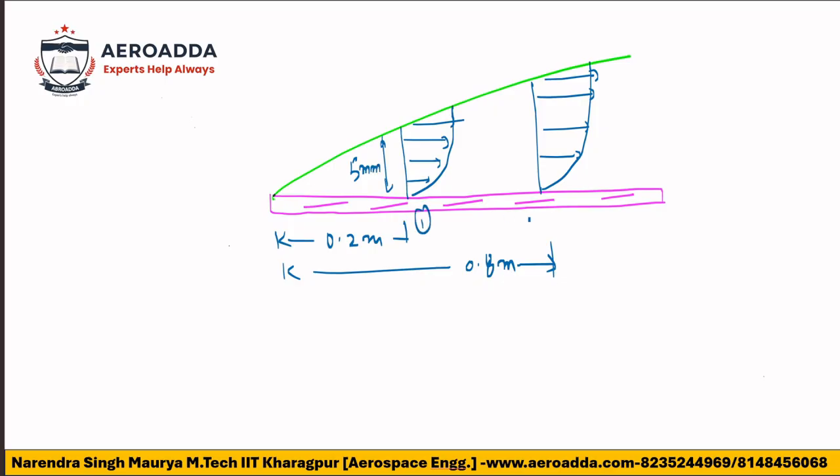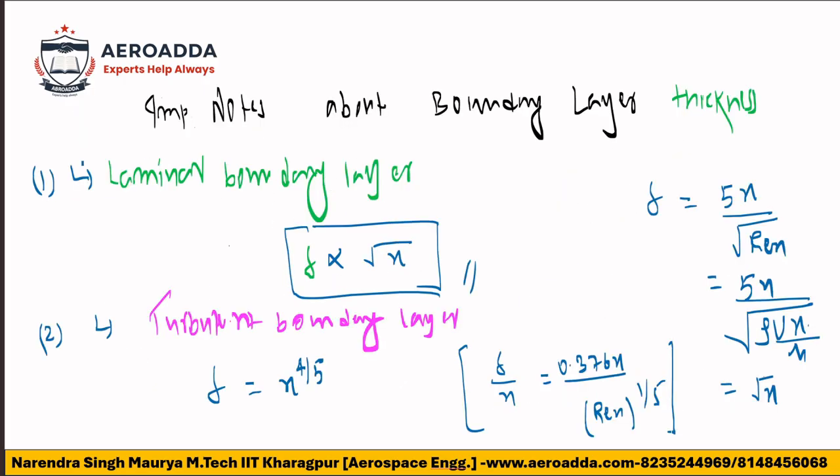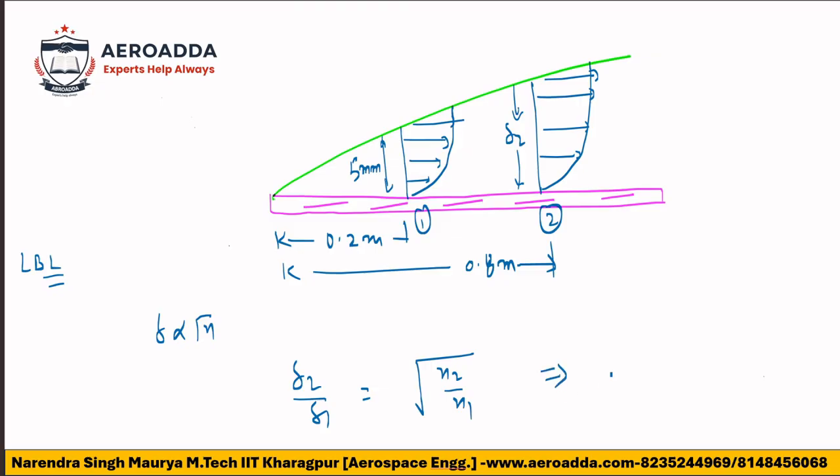So just say this is point 1. What is the condition for boundary layer I have given? You see the formula: delta is directly proportional to root x for the laminar boundary layer. So delta 2 by delta 1, what will you get? Root of x2 by x1. If you see it, delta 2 is nothing but delta 1, which is 5 mm thick, times root of x2 by x1.